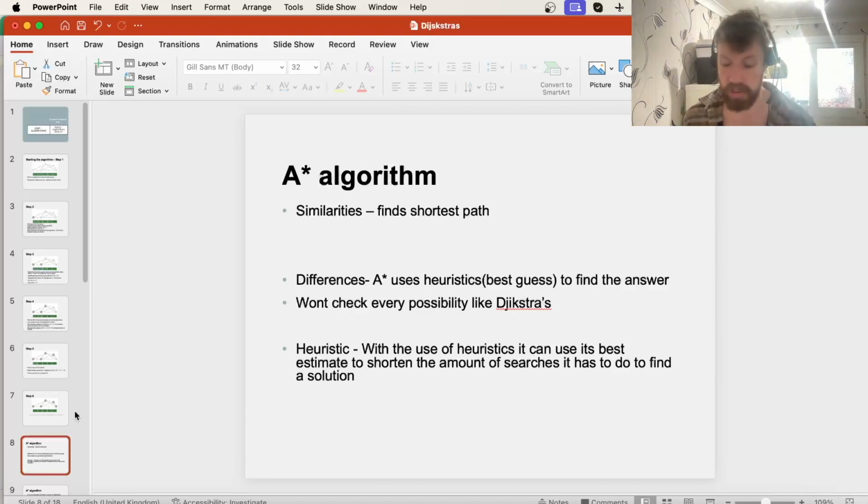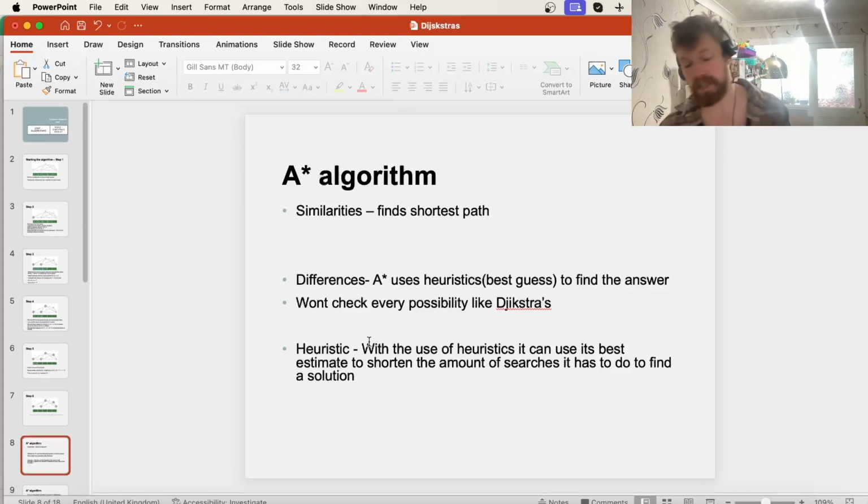One of the quick questions that you do sometimes see is, what are the similarities and differences between A-star and Dijkstra's? Similarities: they both find the shortest path. That's their job. They're both shortest path finding algorithms. The difference is A-star uses this thing called heuristics, and sometimes they ask you a simple 2-mark question: what is a heuristic? To get the 2 marks, I want you to say it's a best estimate or a best guess. That's 1 mark.